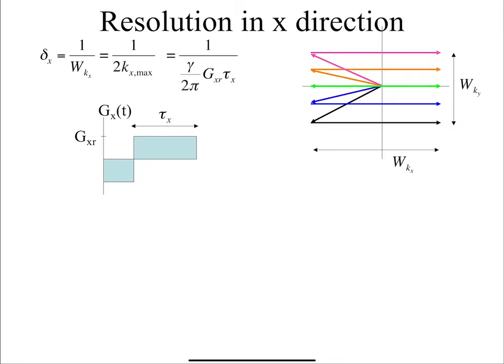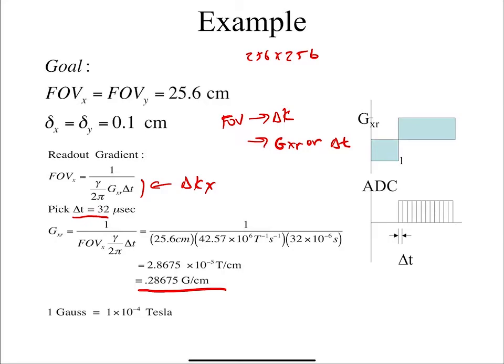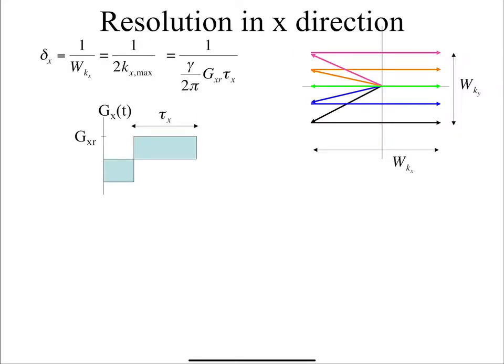Now let's talk about the resolution. The key part here is the delta k is determined by the FOV. The next thing is the resolution. What does that determine? It determines your WKX. Basically, how far do I go? I'm at this point in k-space here, minus WKX over 2, and then I want to go out here to WKX over 2. So the question in this case is, how long do I have to have that gradient on for?